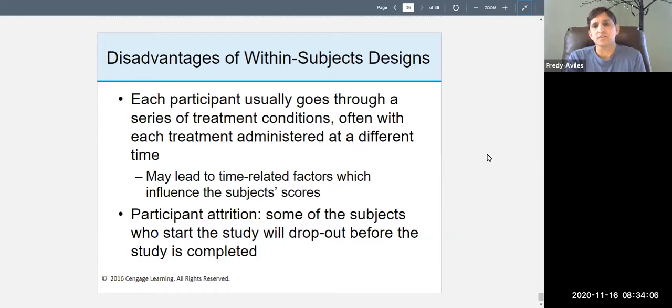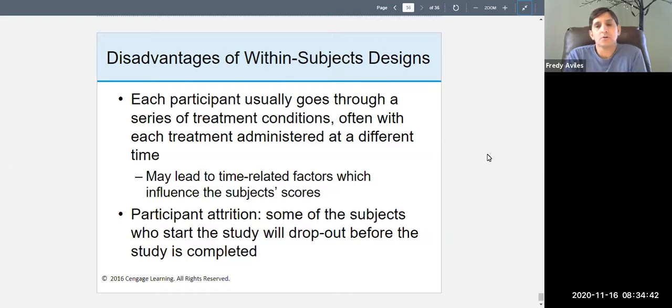One I haven't mentioned is participant attrition. Some of the subjects who start the study will drop out before the study is completed. That always happens. You have participants, and they're not always as reliable or as conscientious as you want them to be. So they agree to participate in the study, and they don't make it all the way through. They go through treatment condition 1, treatment condition 2, and they don't come back for the third one. Why? Because they're irresponsible, they're lazy, they don't answer their phone, they don't answer their email, whatever it is. That's what happens.